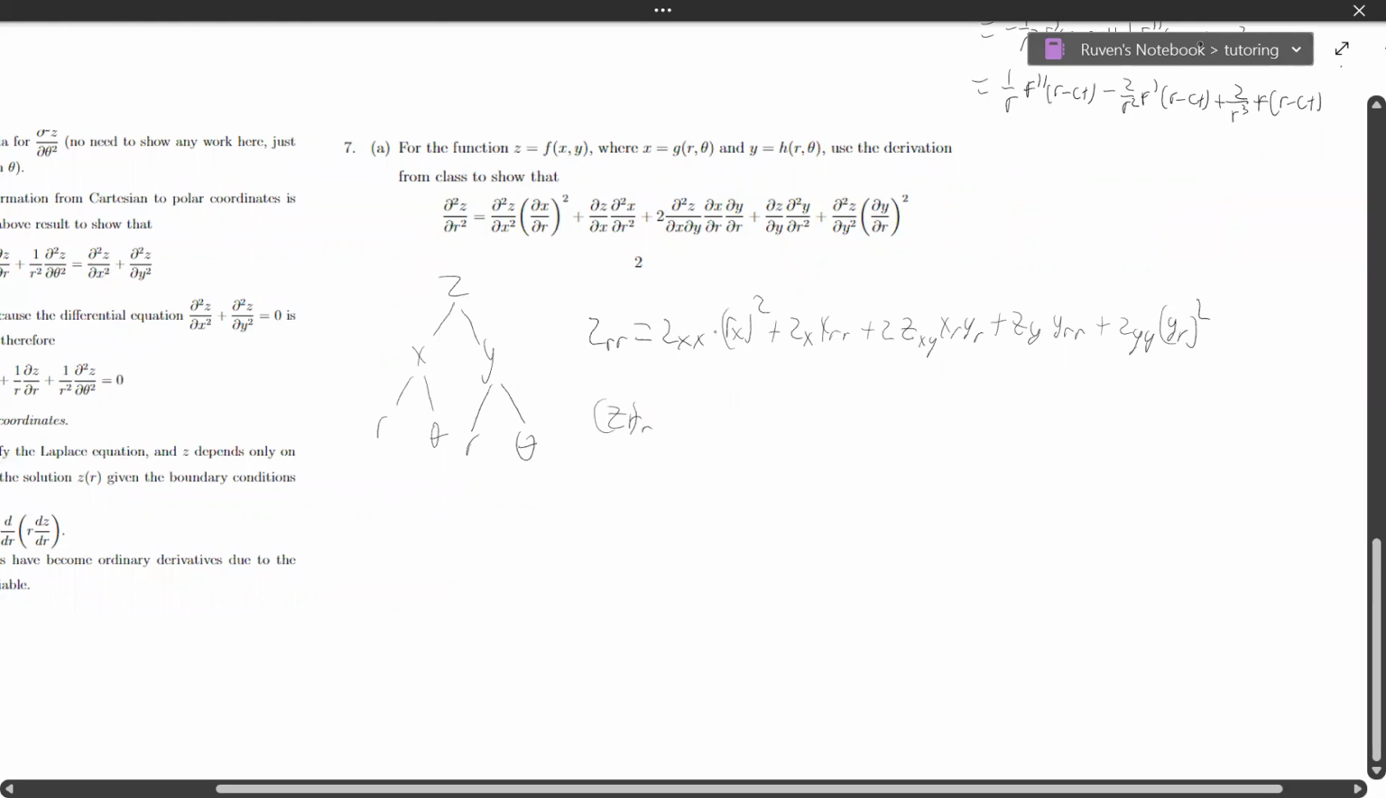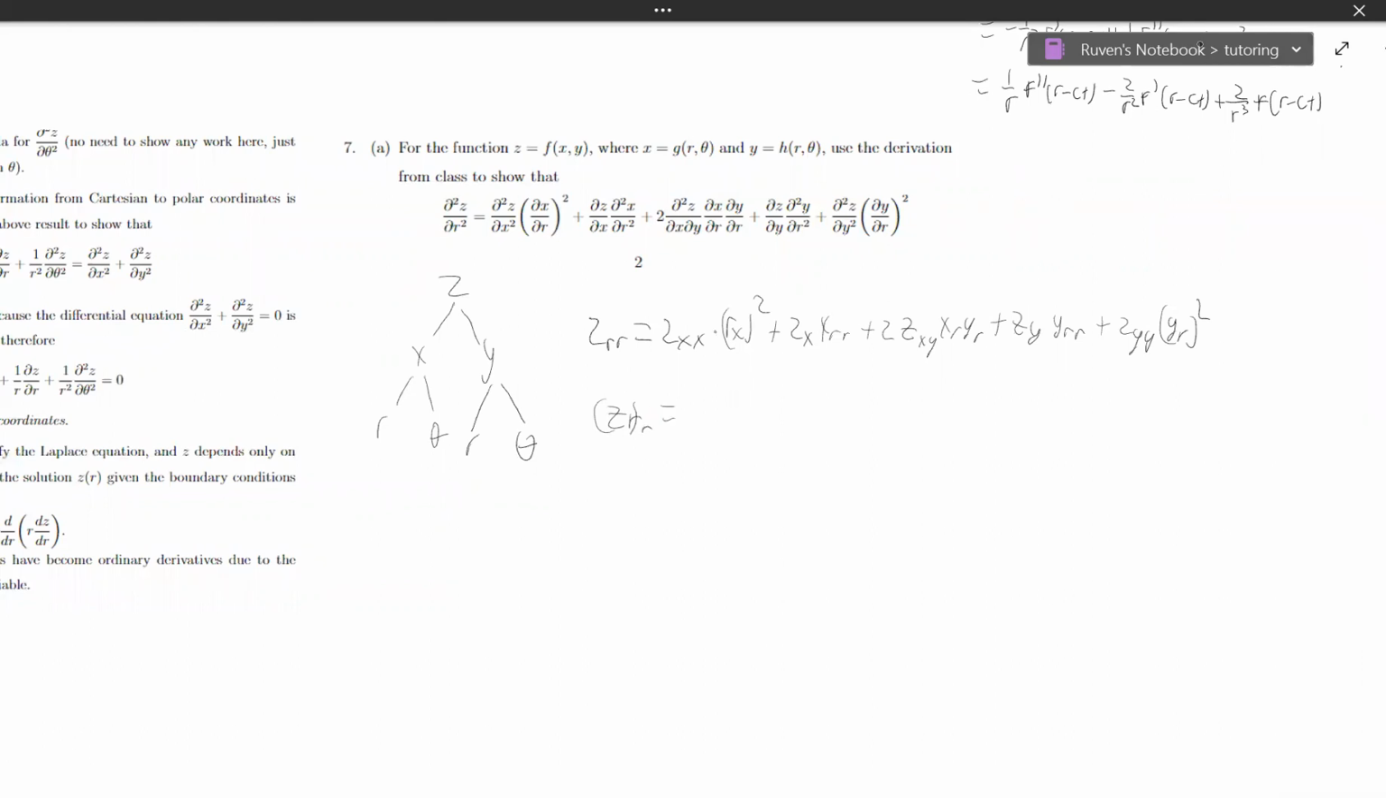Let's start. The way we can view this is we need to take first z_r, and then of the r, we need to take another r. So z_r is equal to z_x x_r plus z_y y_r. That would take the partial derivative with respect to r.